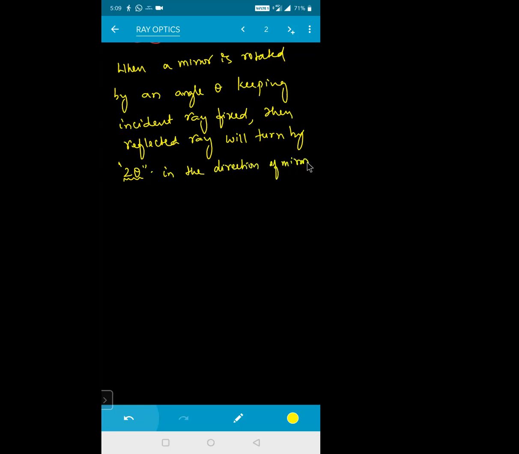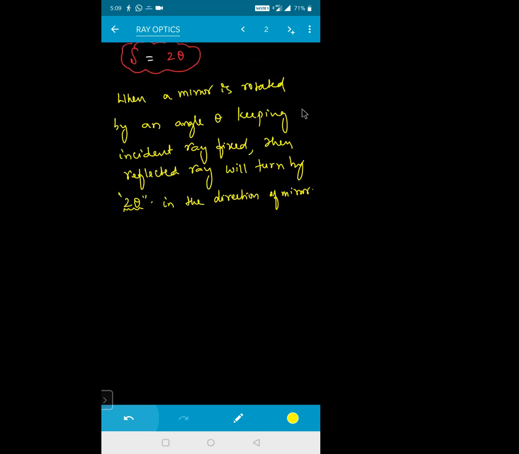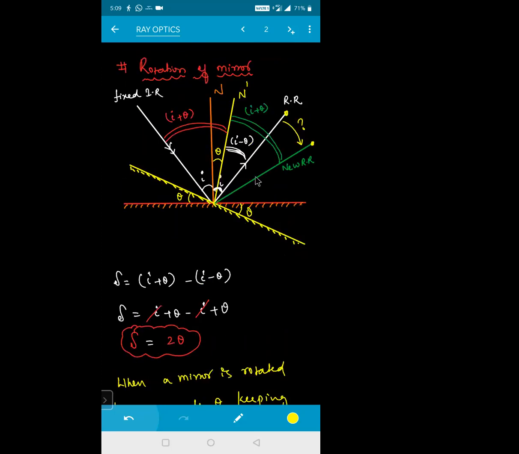In whichever direction the mirror is rotated, in the same direction the reflected ray will be turned. See, this reflected ray is turning in the direction of the mirror only. The mirror is rotating like this, so this reflected ray is also turning like this. If it is rotating in this direction, then this will also rotate in this direction. Is that clear?